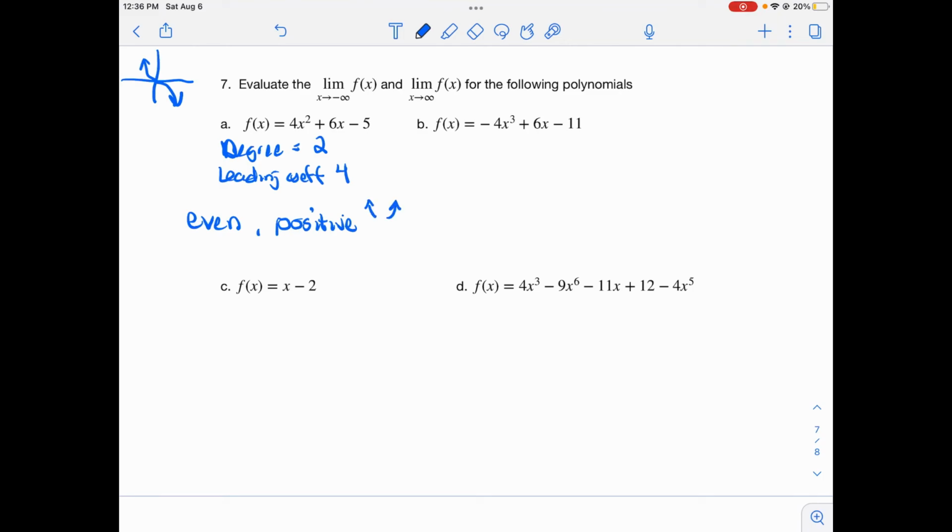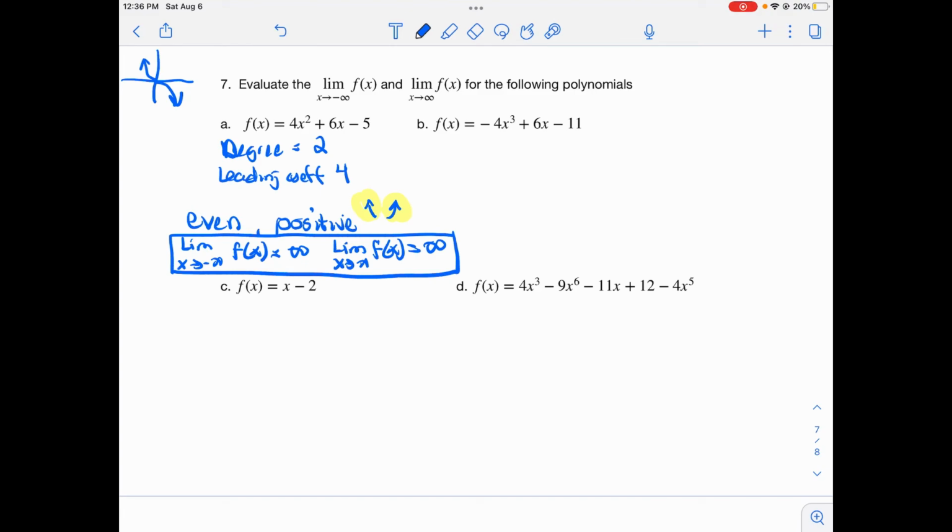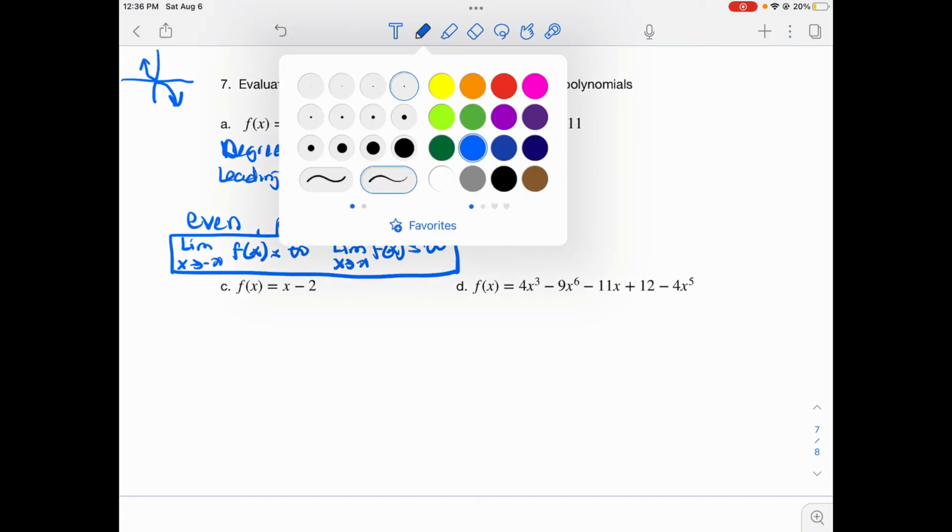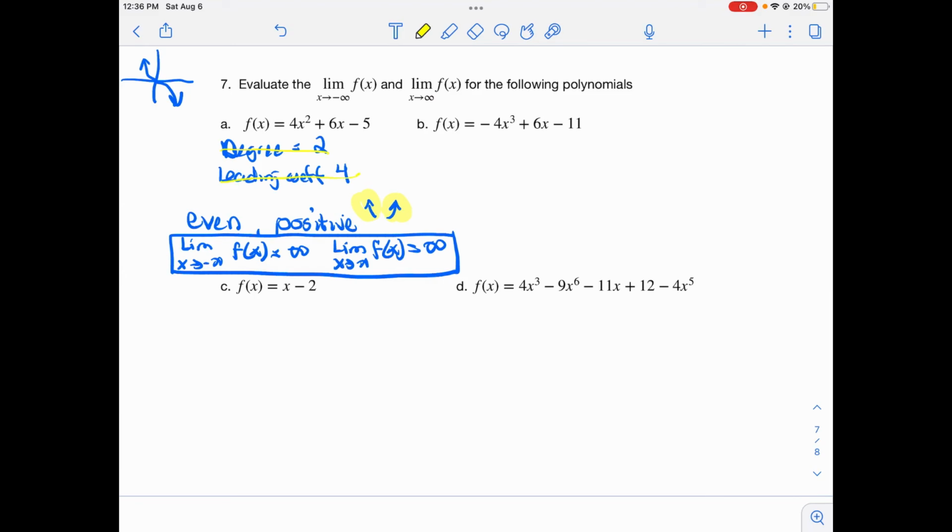So that's the shape. So my answer is going to be the limit as x goes to negative infinity of f of x, which is describing this arrow here. That's going up, so that's equal to infinity. And the limit as x goes to infinity of f of x, that's describing this side, which is also going up, so it's going to be infinity. Okay, you do not have to show this work here. I just specified here. Everything else is all you really have to show, and that's what I'm going to show in the next one.